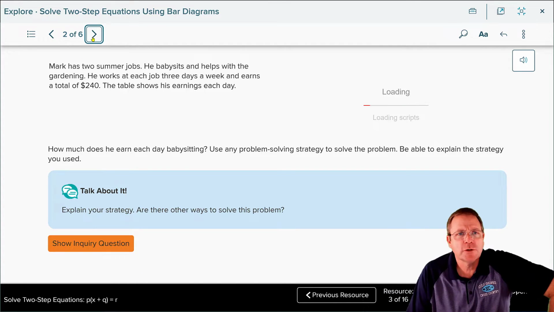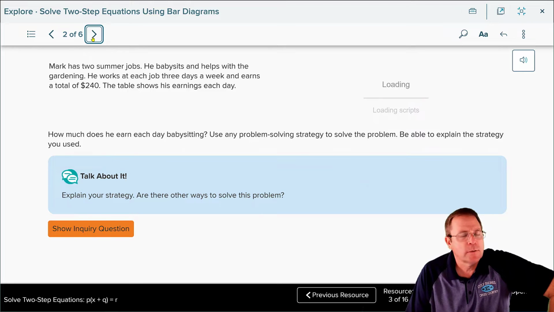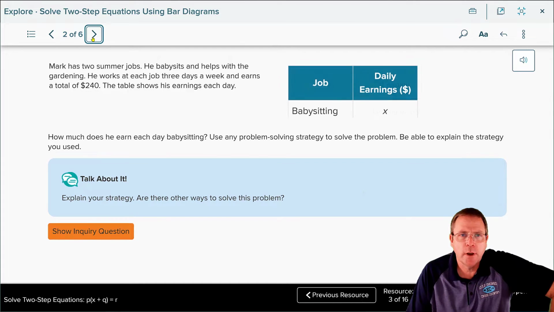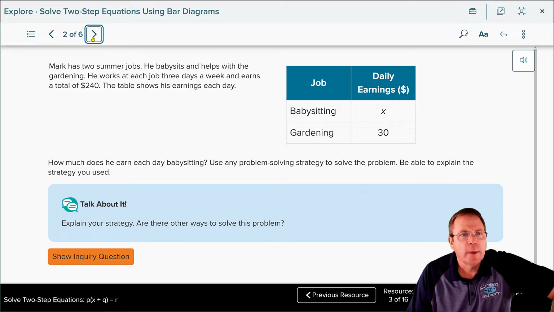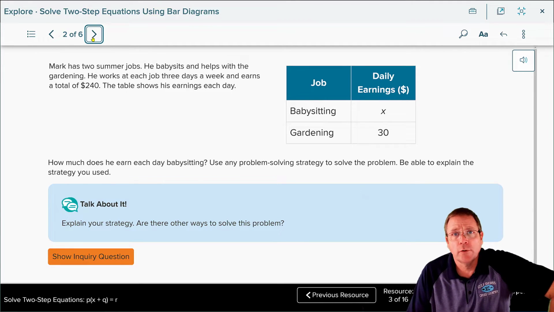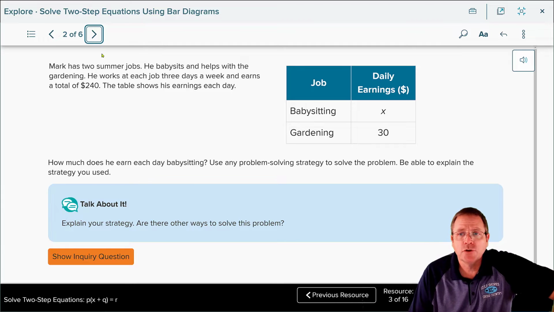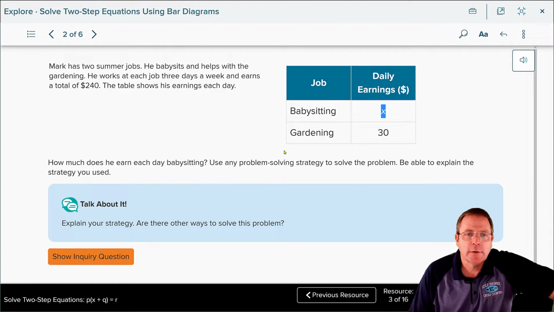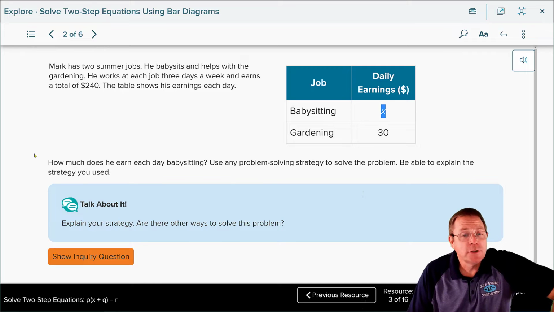Mark has 2 summer jobs. He babysits. Why people keep sitting on babies, I don't know. And helps with gardening. He works at each job 3 days a week and earns a total of $240. The table shows his earnings each day, so we know he makes $30 every day gardening, and we don't know how much he's getting paid to sit on the brat. How much does he earn each day sitting on the baby?